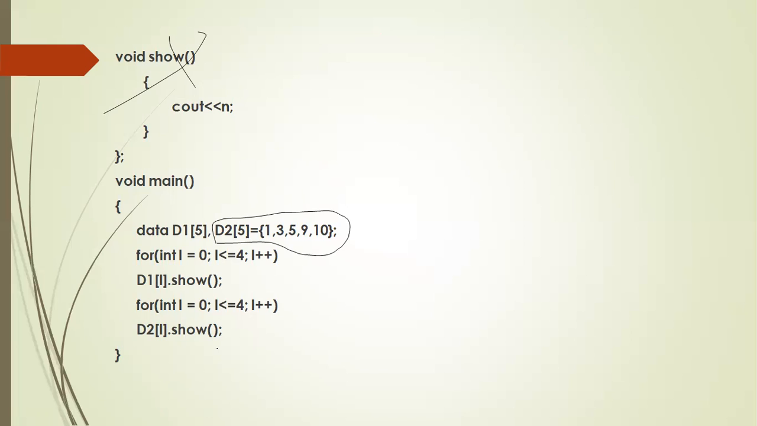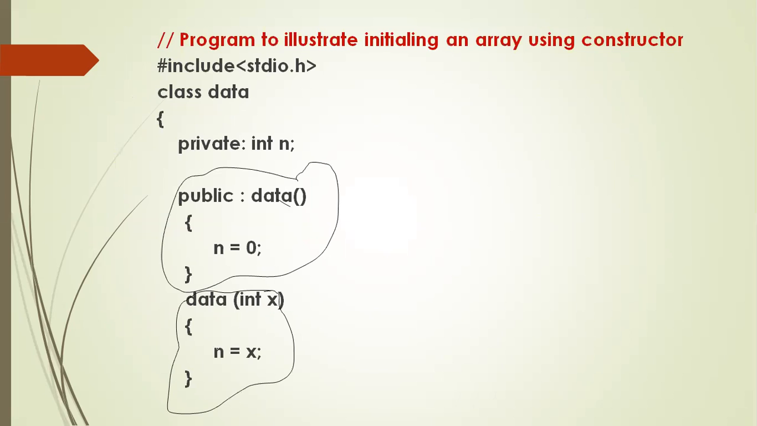So when you call the show function with every object of D1, it displays the member data n of each object. So in all the 5 objects it is initialized to 0. In case of D2, they are initialized to the values 1, 3, 5, 9, 10. So this is the way of initializing an array element using a constructor. Here for the object D2, the second constructor is executed, that is, the constructor with parameters. Whereas for the array object D1, the default constructor is executed.